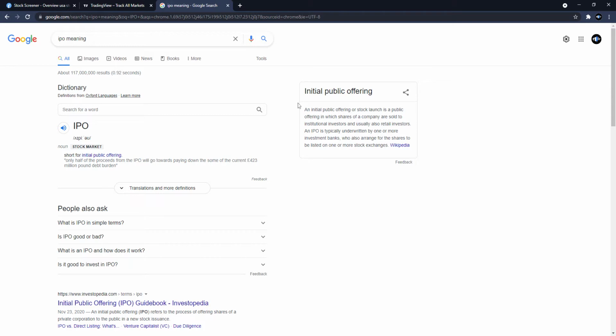Initial public offering. An initial public offering, or stock launch, is a public offering in which shares of a company are sold to institutional investors and usually also retail investors. An IPO is typically underwritten by one or more investment banks, who also arrange for the shares to be listed on one or more stock exchanges.